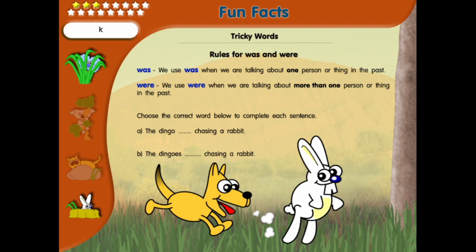Tricky words. Rules for was and were. Was. We use was when we are talking about one person or thing in the past. Were. We use were when we are talking about more than one person or thing in the past. Choose the correct word below to complete each sentence.